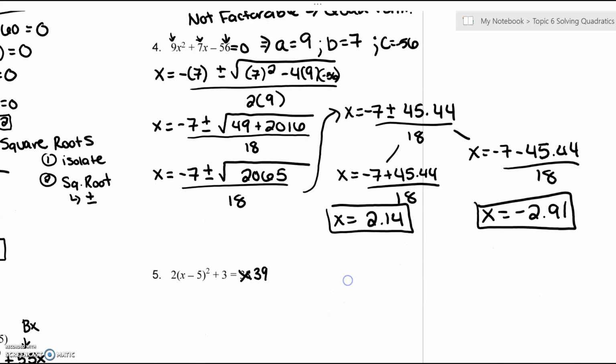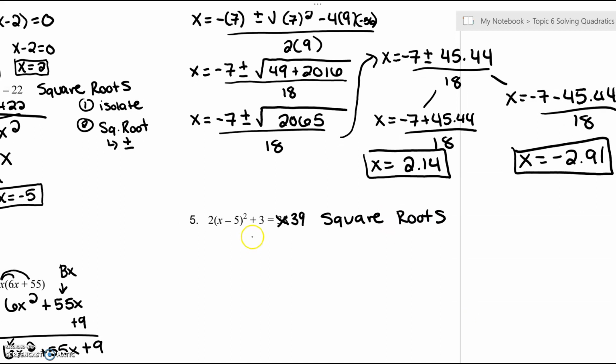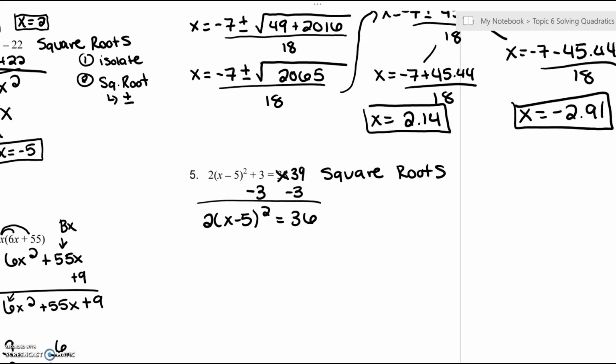And then the last problem here, I have no obvious bx term, so we're going to solve this by square roots. So we're going to isolate. When I'm isolating, the first thing I have to do is move adding and subtracting. So I'm going to subtract 3 from both sides. I'll get 2 times (x minus 5) squared equals 36. Then I have to deal with multiplication and division, so I'm going to divide by 2 to isolate what's being squared.